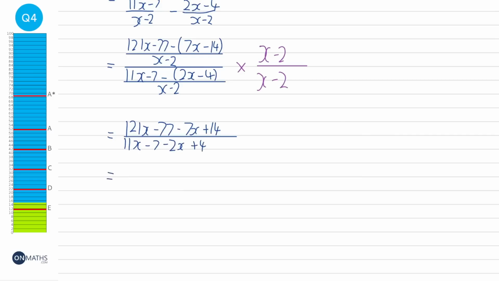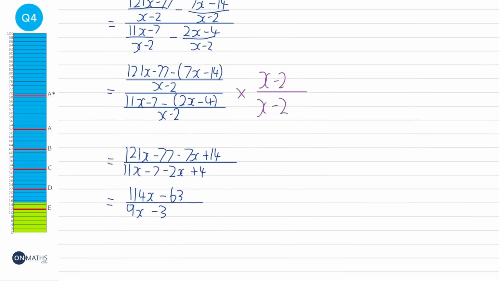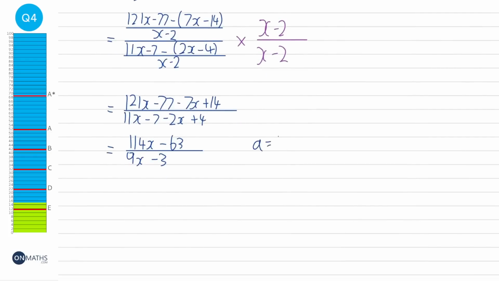And now we just need to collect the like terms. So 121x minus 7x is going to be 114x. Minus 77 plus 14 is going to be minus 63. 11x minus 2x is going to be 9x. And minus 7 plus 4 is going to be minus 3. Now looking at the question, we're asked to find A and B. So A will be the 114. And B will be negative 63.